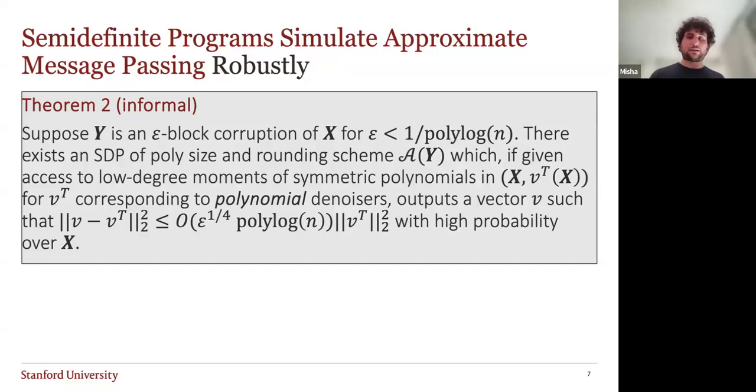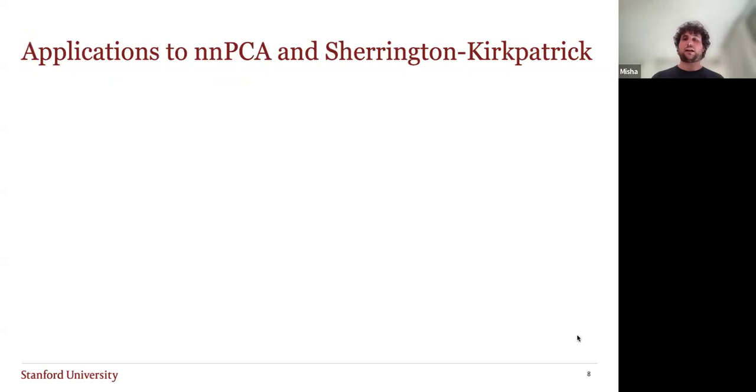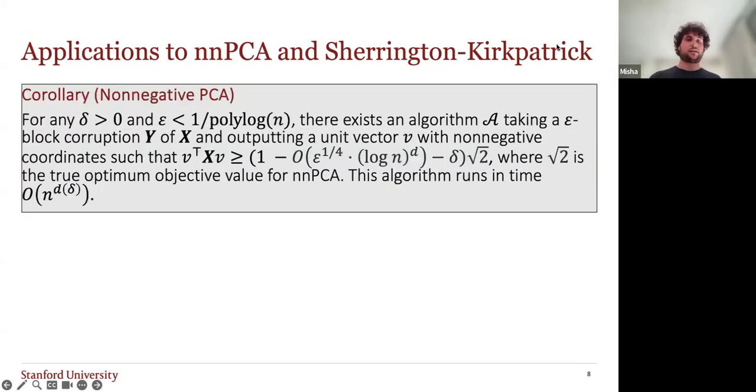And similarly, we get a corollary for the exact same result if we have Lipschitz denoisers, then we can do essentially the same thing, but with some extra loss in the exponent of the runtime to deal with the polynomial approximation. This is great. And it immediately tells us how we can do robust non-negative PCA and Sherrington-Kirkpatrick.